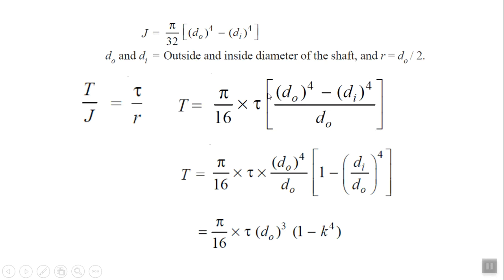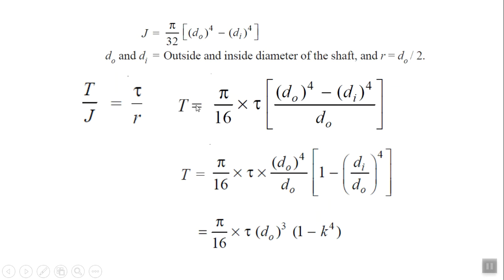Here, keeping dO raised to 4 common, and dO outside, so that's why this is dO raised to 4 into (1 minus dI by dO) raised to 4. The overall equation is converted to pi by 16 tau dO cube into (1 minus k raised to 4). This k is defined as the ratio between the inside diameter and outside diameter, because sometimes in industry they will directly provide the ratios. Say inner diameter by outer diameter is some ratio. That's why sometimes this equation is also useful.